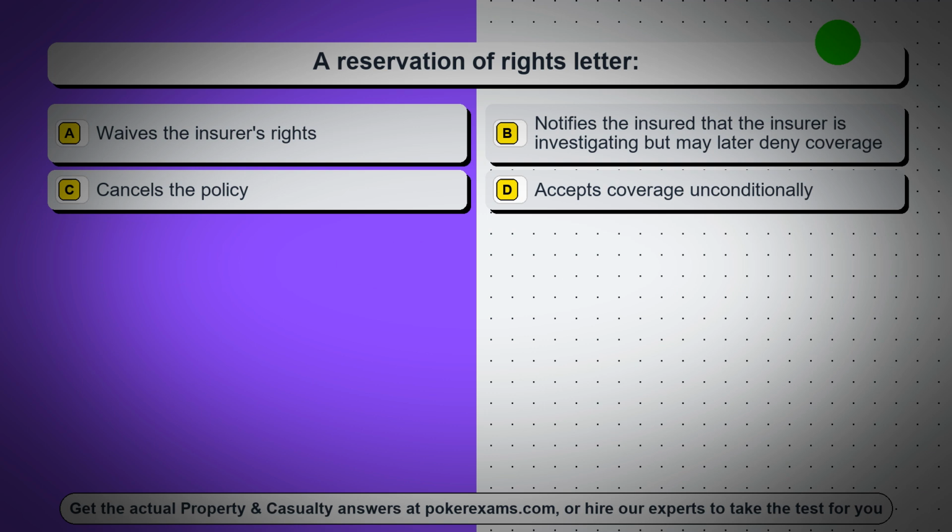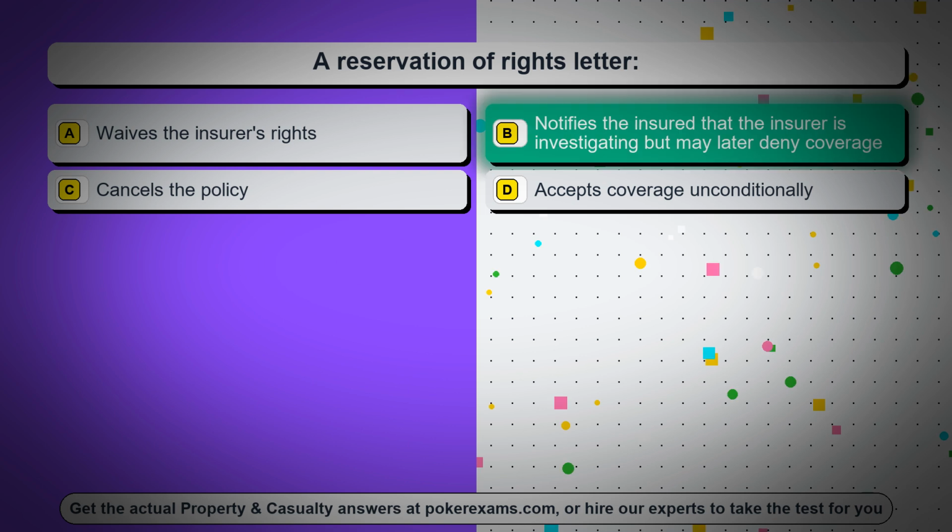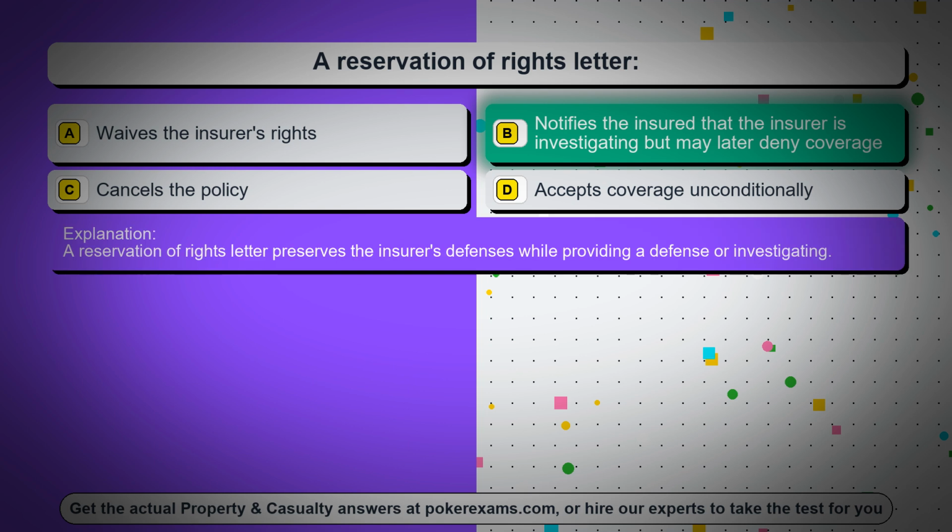Question 8. A reservation of rights letter: Option A, waives the insurer's rights. Option B, notifies the insured that the insurer is investigating but may later deny coverage. Option C, cancels the policy. Option D, accepts coverage unconditionally. The correct answer is option B, notifies the insured that the insurer is investigating but may later deny coverage. A reservation of rights letter preserves the insurer's defenses while providing a defense or investigating.